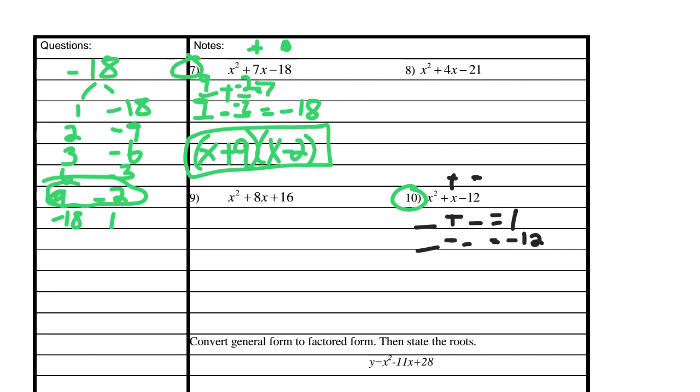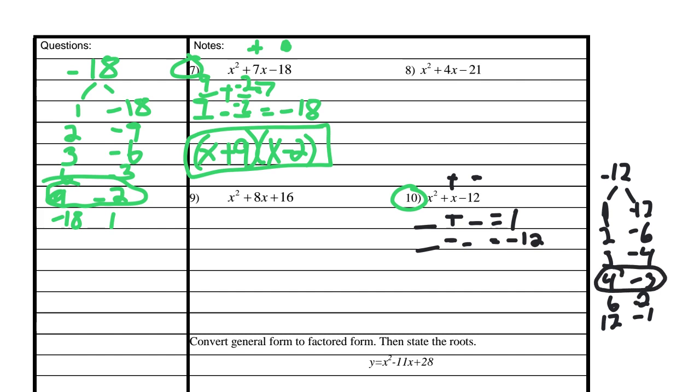So again, break down negative 12. And again, I always start with 1. So 1 and negative 12. 2 and negative 6. 3 and negative 4. 4 and negative 3. 6 and negative 2, and 12 and negative 1. Okay, one of these adds up to 1. I just have to find which one it is, and that would be 4 and negative 3. So then it's going to be x plus 4 and x minus 3.